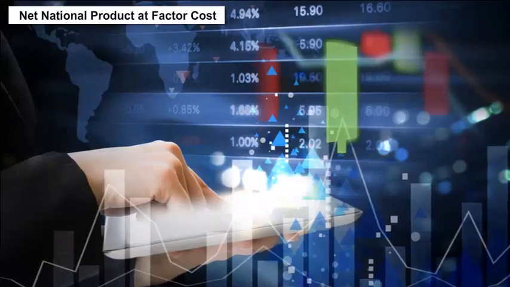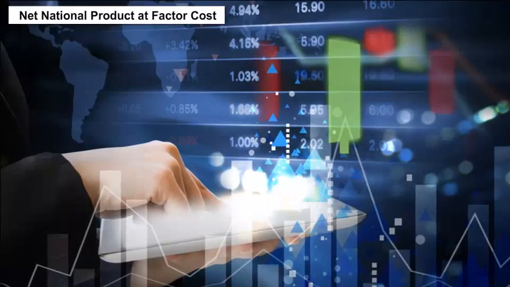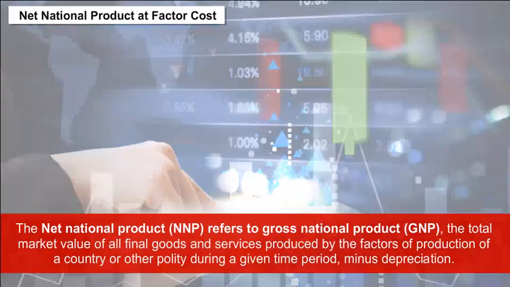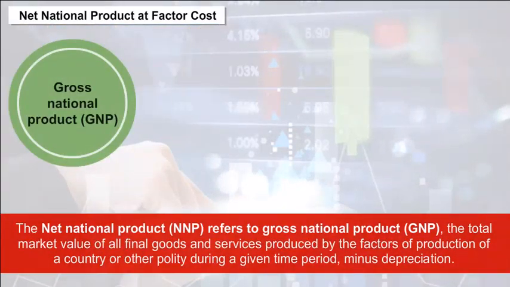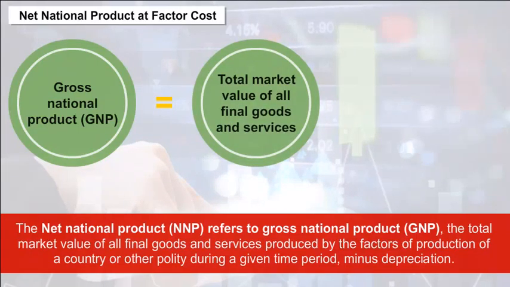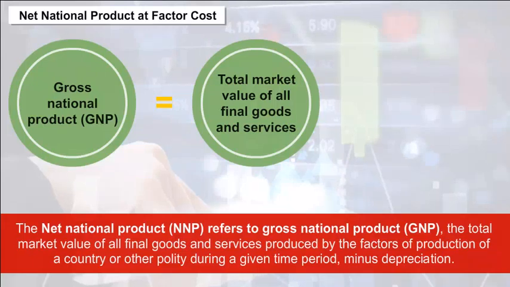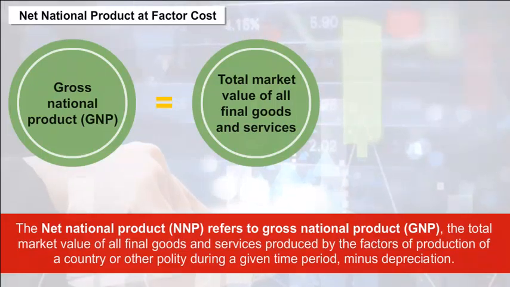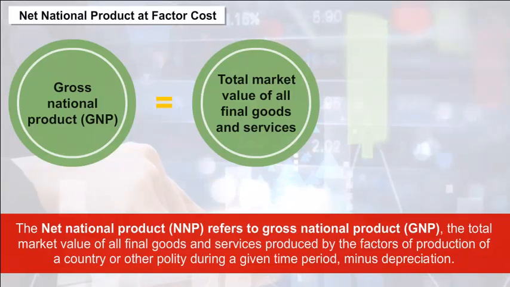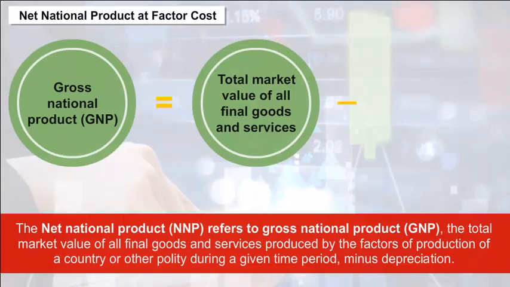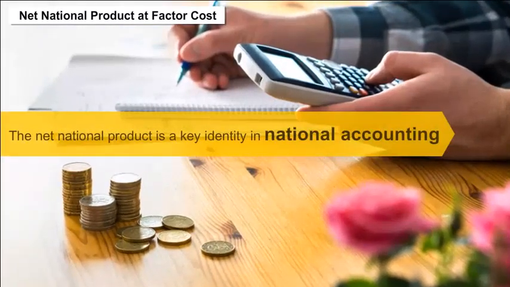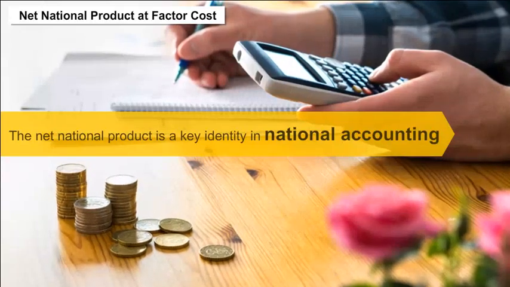Net national product at factor cost. The net national product, NNP, refers to gross national product, GNP, the total market value of all final goods and services produced by the factors of production of a country or other polity during a given time period minus depreciation. The net national product is a key identity in national accounting.